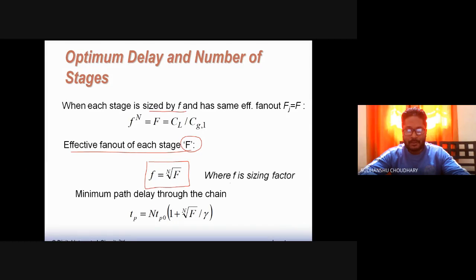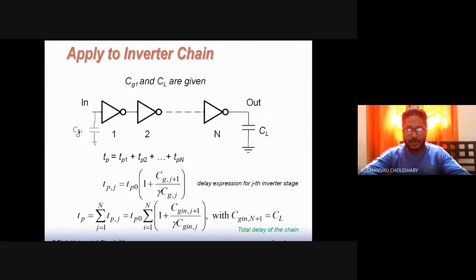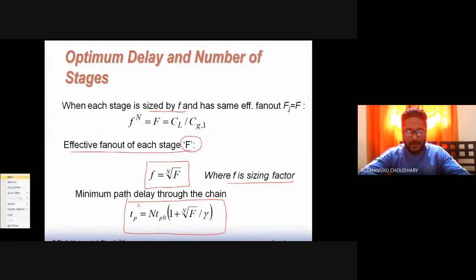So this is actually now the sizing factor of each gate in the chain, and the total path delay through the chain can be modified if I put f as the nth root of F in the previous equation. So the delay equation is now modified, and it looks like this, right? It is n times tp now. In fact, n we bring in because we are adding the delay of all those stages, and there are n stages, so we bring this n into the picture over here. So total delay will be given by this equation.